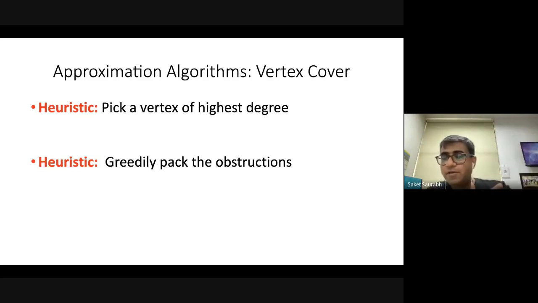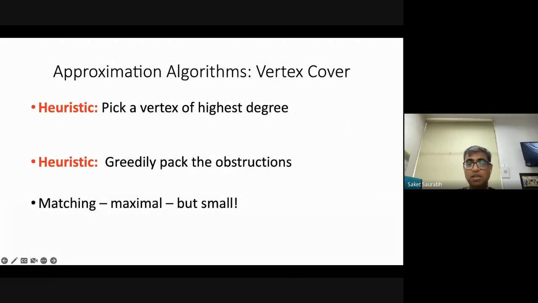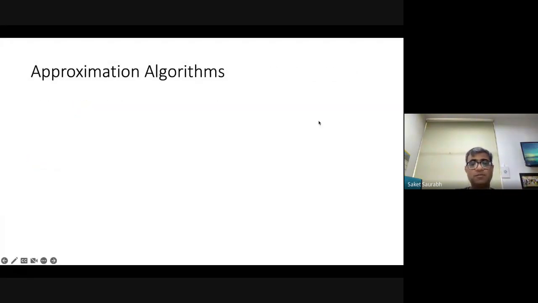What kind of approximation will it lead to? What kind of approximation will the first heuristic lead to? We'll discover some of these things in the approximation algorithms part. Sometimes you need matching for this. If you're trying to greedily pack the obstruction, it is good to take a maximal such matching, but as small as possible. What is the running time of those algorithms? We will see some of these things when we deal with approximation in the course.